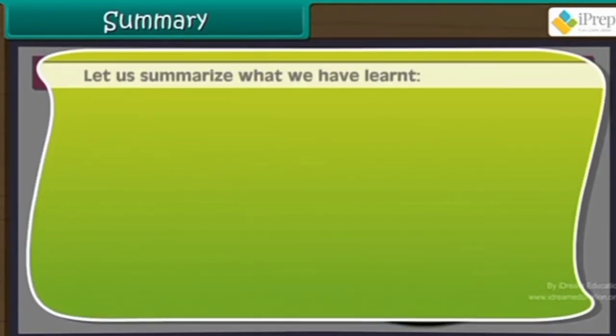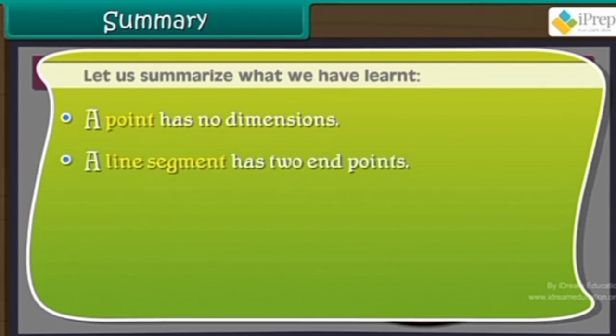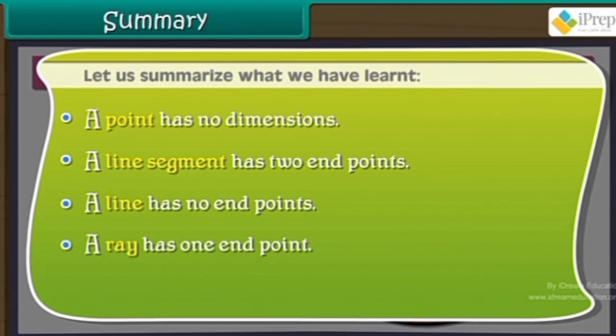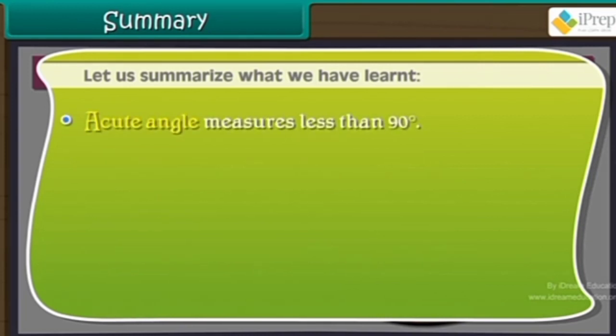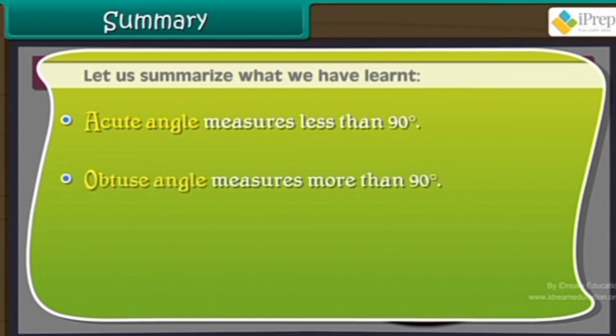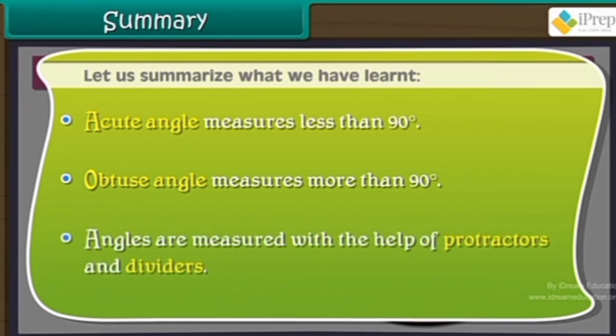Let us summarize what we have learned. A point has no dimensions. A line segment has 2 endpoints. A line has no endpoints. A ray has 1 endpoint. Right angle measures 90 degrees. Acute angle measures less than 90 degrees. Obtuse angle measures more than 90 degrees. Angles are measured with the help of protractors and dividers.